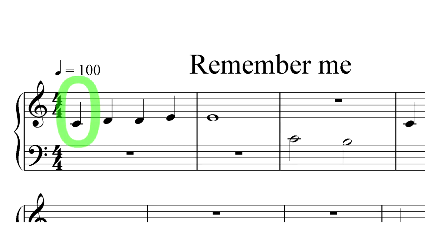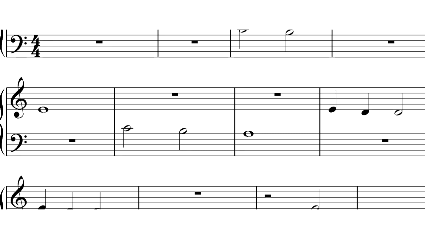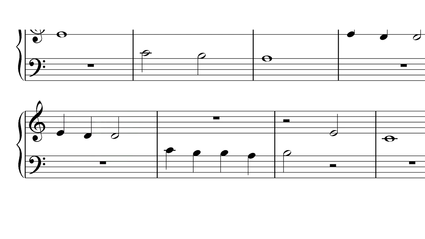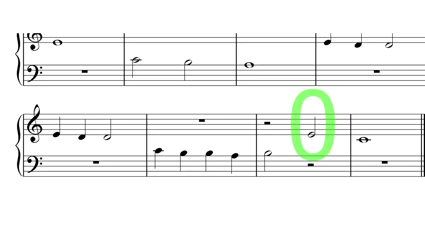This, for example, is a C, D, D, E. This is a long E, and now we move to the left hand playing a C and a B. Here, for example, we have an A, then we cross to the right hand and we go E, D, D. That pattern repeats, E, D, D, and then we move to the left hand, C, B, B, A, B, and E on the right, and ends with a C.